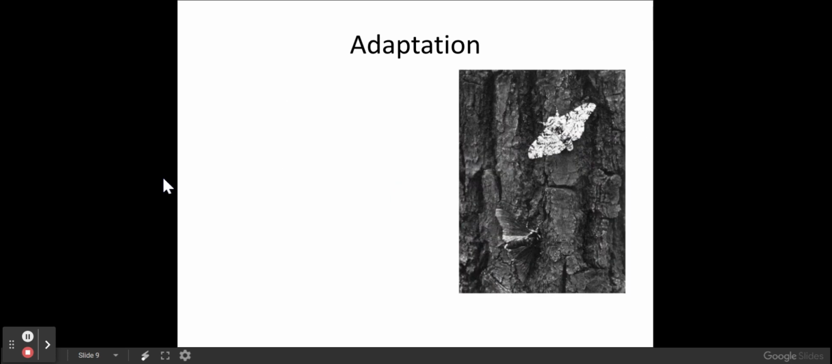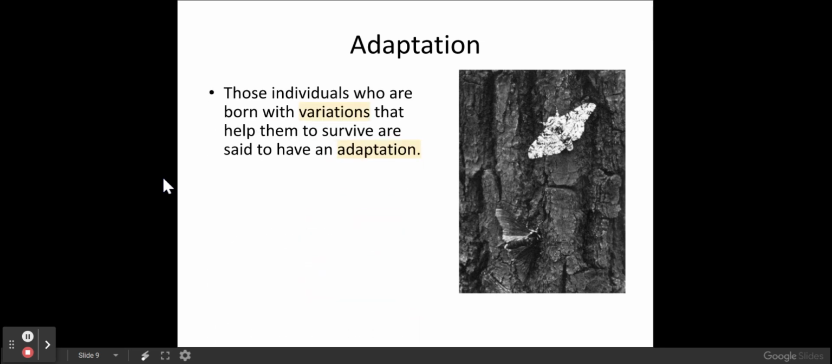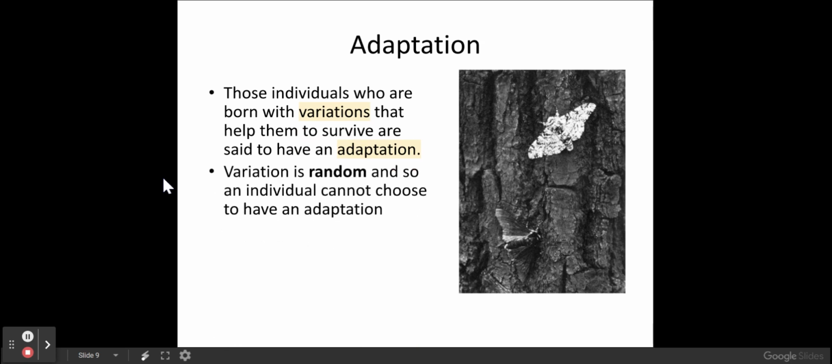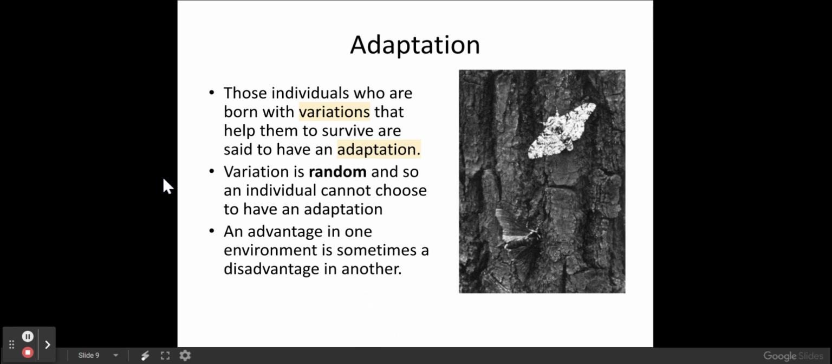Okay, so you've got lots of offspring being born. They're all a little bit different. And there's a selective pressure in the environment that's choosing individuals to survive. Well, some individuals that are born with the variations that help them to survive, we say they have an adaptation. So the variation itself is random. You can't choose to have a variation. But if that variation gives you an advantage, then we say it's an adaptation.